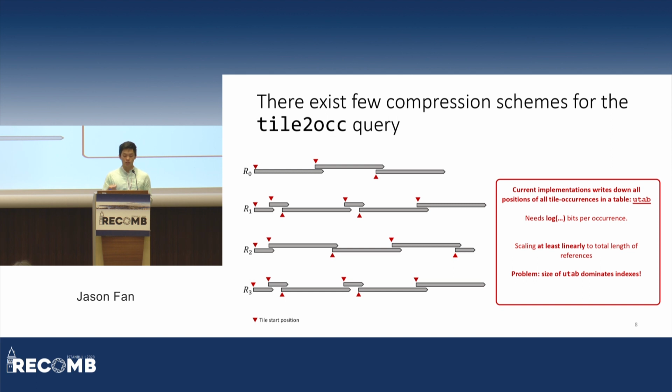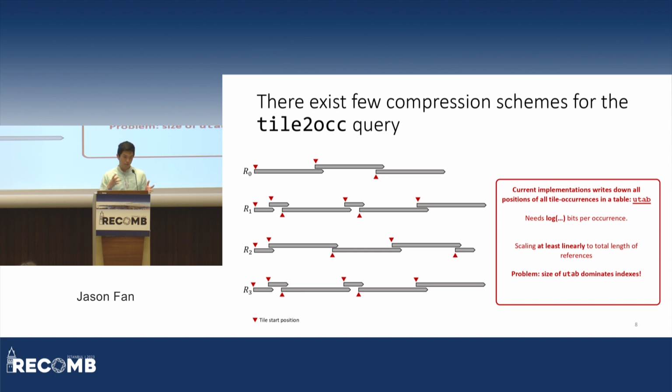Whenever I have to write down a position, or this 3-tuple, I need to record a log number of bits. And the number of occurrences here scales at least linearly with the total size of the reference. The problem is that this table recording positions now dominates the size of indexes, because there are many more k-mer occurrences than there are unique k-mers.